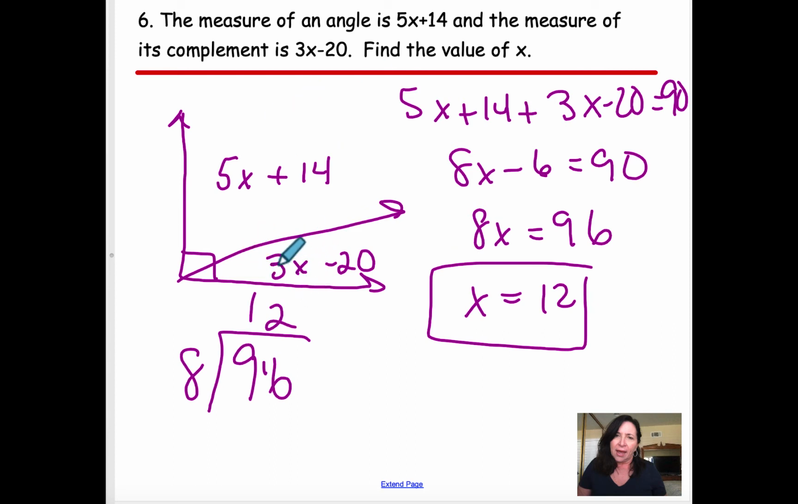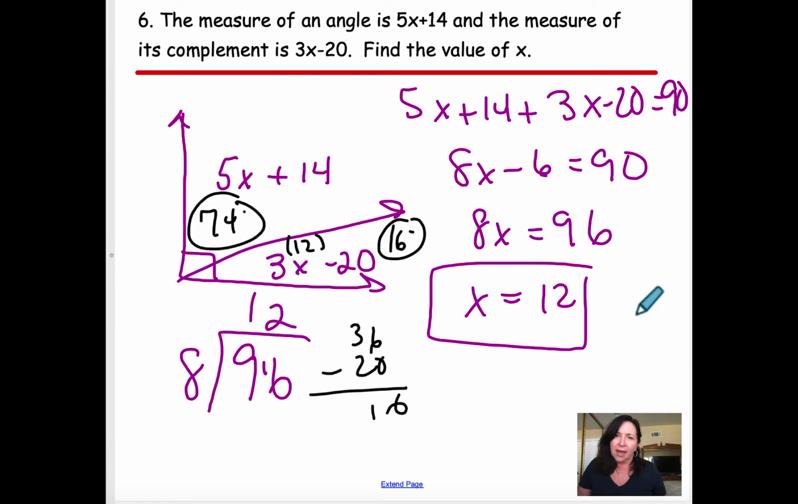So, for example, if I plugged in 12 here, 3 times 12 is 36. If you have 36 and you subtract 20, you have 16, meaning this angle is 16. And 16 plus what is 90? If I take 90 and subtract 16, I get this angle to be 74 degrees. So if they're just asking me for x, we got that. However, if they ask me to find the angle, I do need to plug it back into the equation.